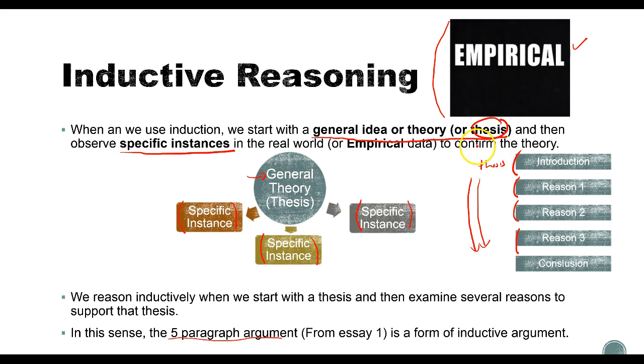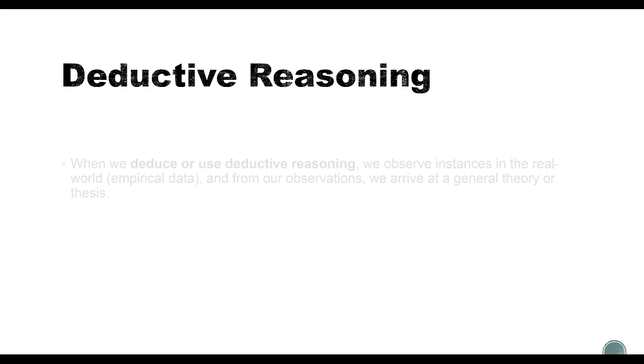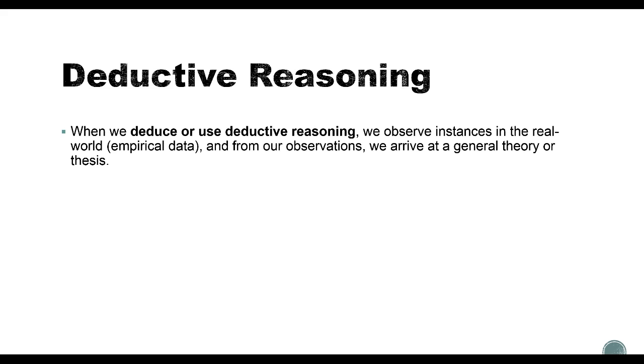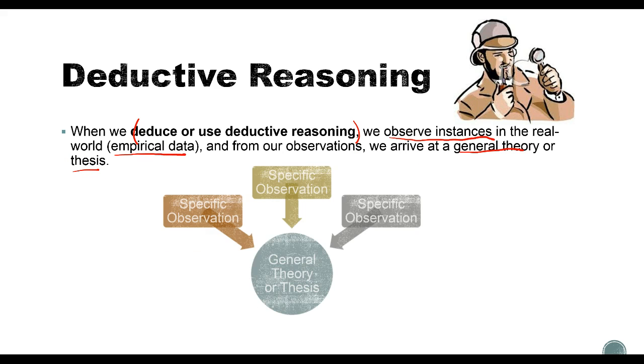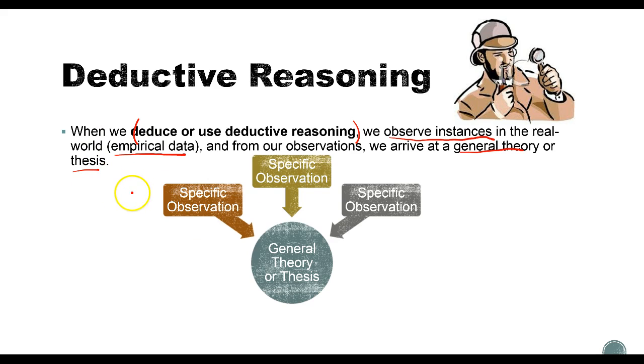So that's inductive reasoning. Let's take a look at deductive reasoning. So deductive reasoning is kind of the opposite. So when we deduce or use deductive reasoning, we're observing things in the real world without a set theory in mind, right? We're just mostly studying the empirical world to see what's happening in the world. And based on our observations, we arrive at a general theory or a thesis. I've deduced a conclusion, Watson. Here's the graphic for deductive reasoning.